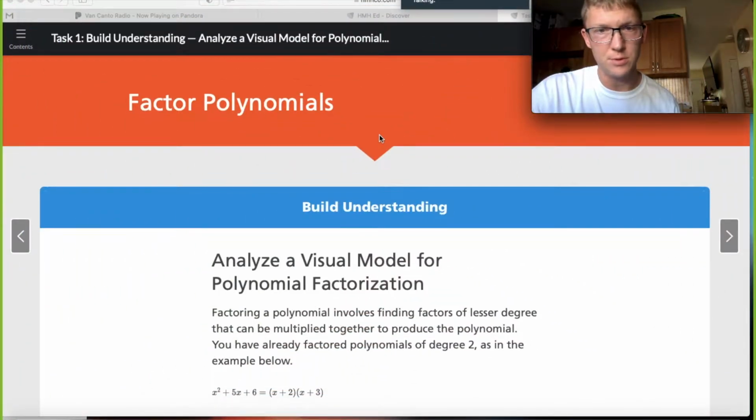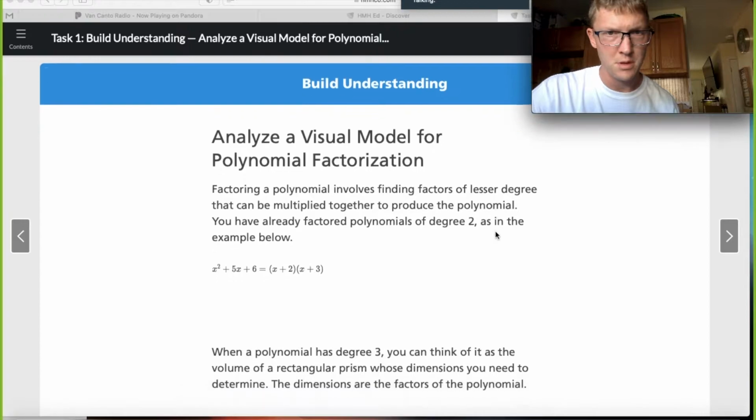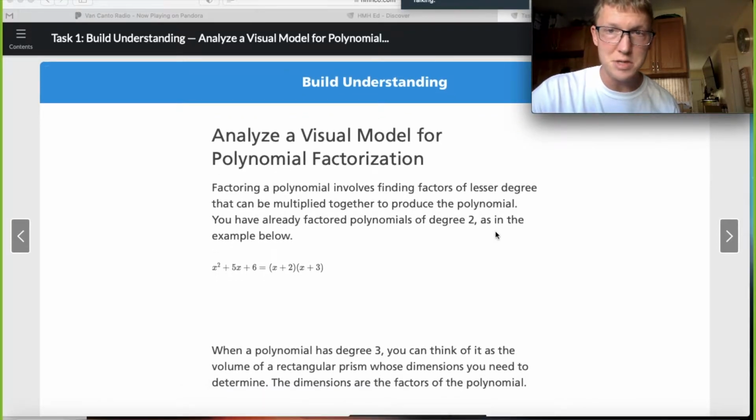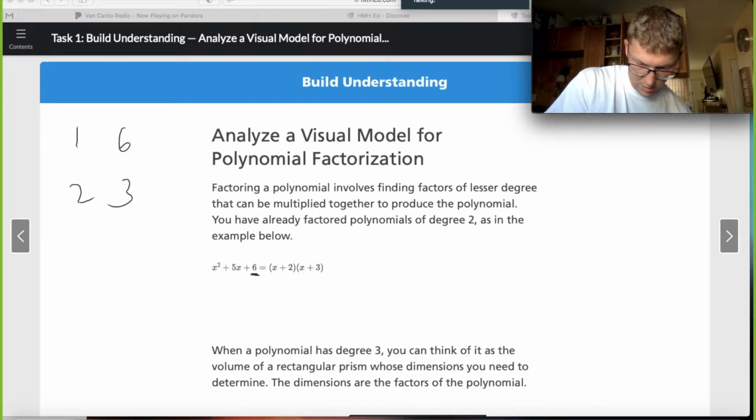So factor polynomials: analyze a visual model for polynomial factorization. Factoring a polynomial involves finding factors of lesser degree that can be multiplied together to produce the polynomial. This is something that we have done a little bit with second degree polynomials. So for this one right here, remember we look at this factor and list out our multiples of that factor. So we've got 1, 6, 2, and 3, and that's it.